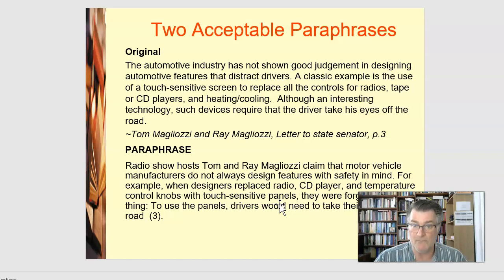Again, we'll go and read through, and then we go to the paraphrase. Radio show host Tom and Ray Magliozzi claim that motor vehicle manufacturers do not always design features with safety in mind. Okay, so there's the gist of that first statement. For example, when designers replaced radio, CD players, and temperature control knobs with touch-sensitive panels, they were forgetting one thing. To use the panel, drivers would need to take their eyes off the road.